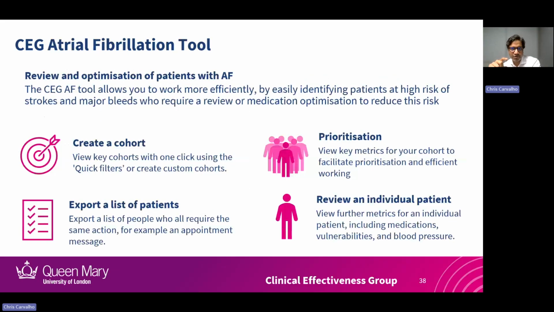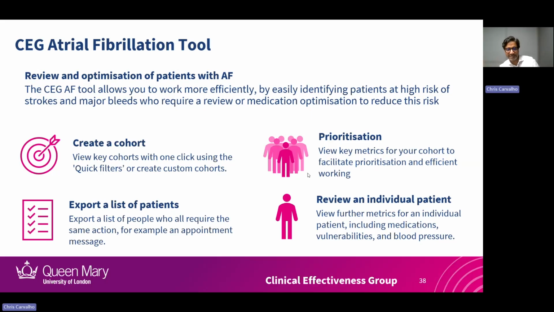Last week, though, hopefully you attended Mike's webinar on the AF tool. This is a new way of doing things. This is a web-based tool which imports your local data, or you import your local data into it, that allows you then to review and optimize your patients with AF. This then allows you to work more efficiently. It allows you to risk stratify. It allows you to easily identify those who are at risk of strokes or bleeds, look at them to see about medication, look to see who needs optimization. But ultimately, this is about reducing risk.